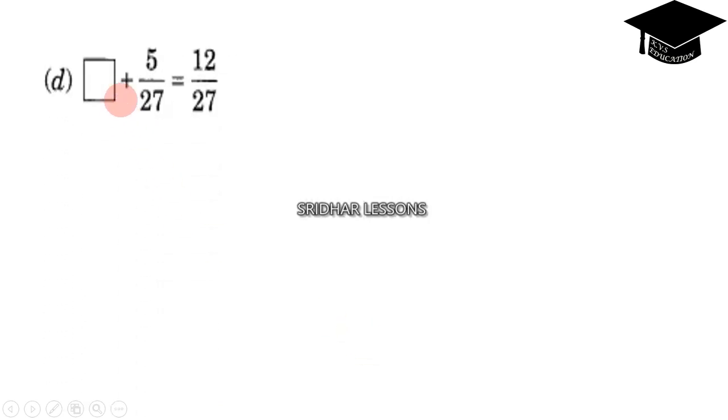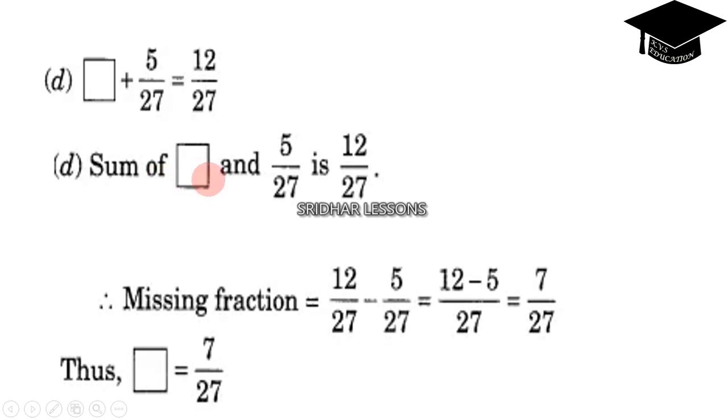Next, blank plus 5 by 27 is equal to 12 by 27. So the sum of blank and 5 by 27 is equal to 12 by 27. Therefore, the missing fraction is 12 by 27 minus 5 by 27. This 5 by 27 will come here and become minus. Here it has a plus sign, and when it comes here it will become minus. Since we have a common denominator, 12 minus 5 is equal to 7 by 27. So the missing fraction is 7 by 27.